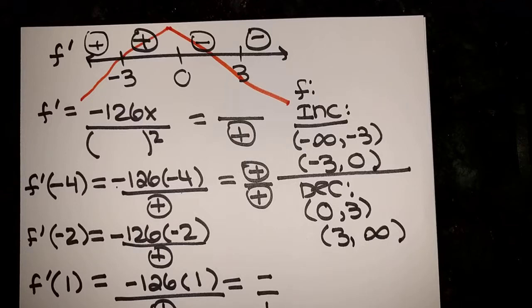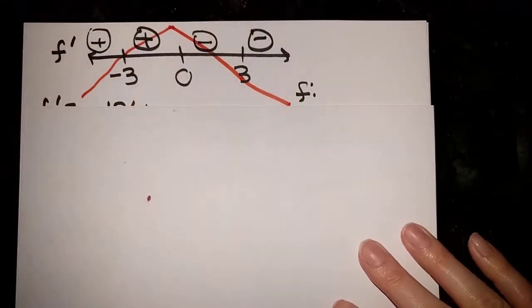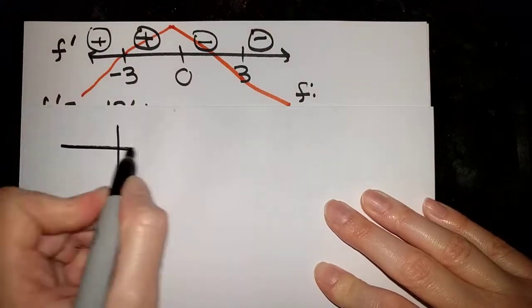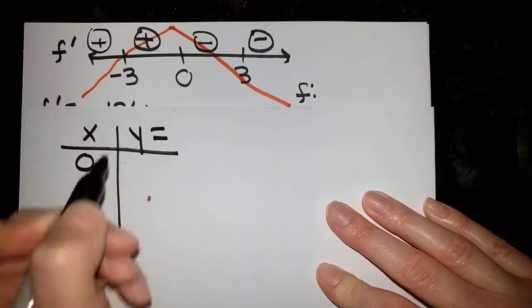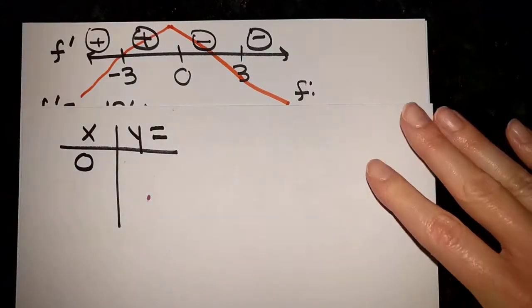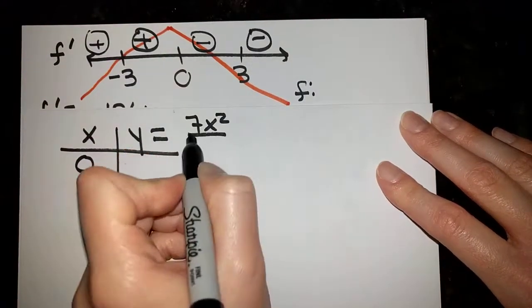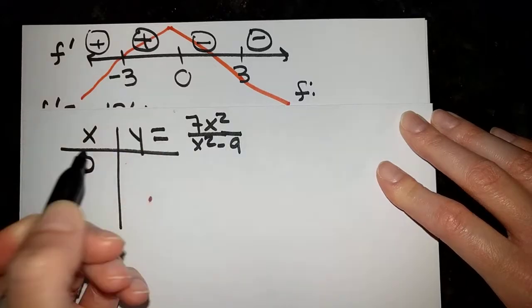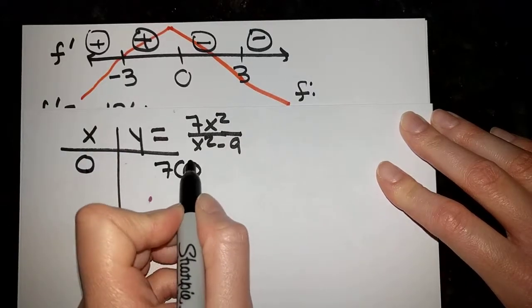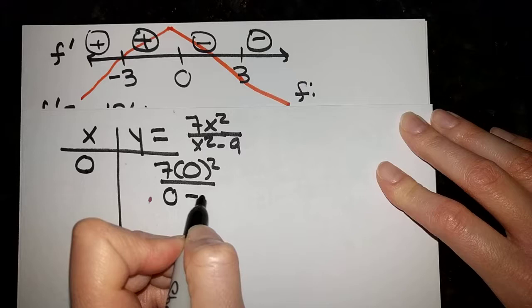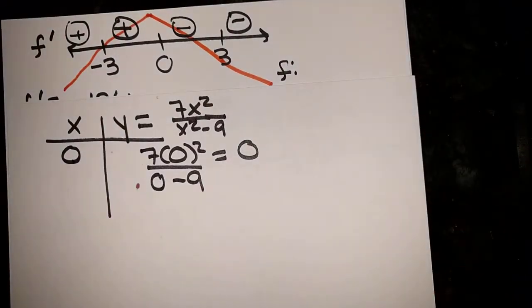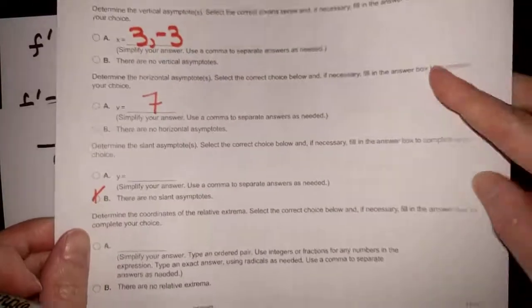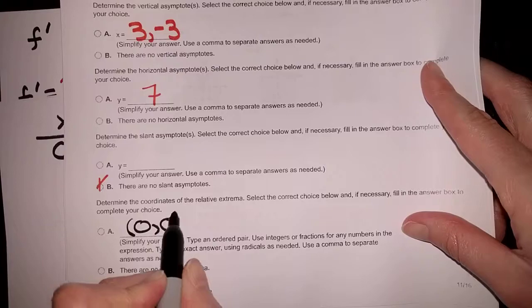So to find the corresponding y value, we would plug into the function. So you do have a relative max at 0. And so you go back to the original function, which was 7x squared over x squared minus 9, and you plug 0 into that original function to get 0. So what you would do on MyMathLab is when they say the coordinates of the relative extrema, you would just type in 0, 0.